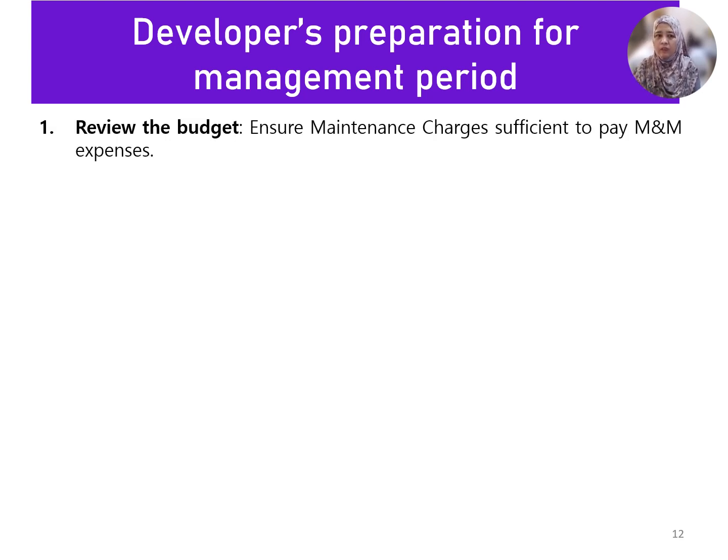So first of all, mesti review budget. Ini kan what we learn in class. First of all, untuk determine the charges, the contribution tu, mesti ada budget yang adequate. There must be a sufficient budget. Budget tu mesti cover semua tu. So ensure the maintenance charges sufficient to pay for the M&M expenses. Mesti review budget tu, kena buat budget betul-betul.